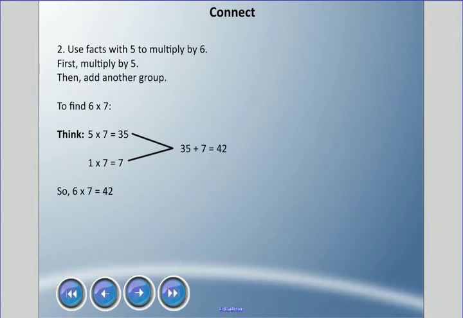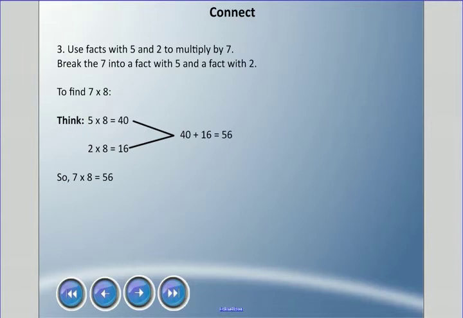We can also use facts with 5, and this is just an example. The 5 times table we seem to know very well, and we can use it to multiply by 6. So we're trying to find 6 times 7, and we know our 5 times 7 very well. I'm just going to add a group of 7, 1 times 7. So we add 35 plus 7, which is 42. So it's just a quicker way to find 6 times 7.